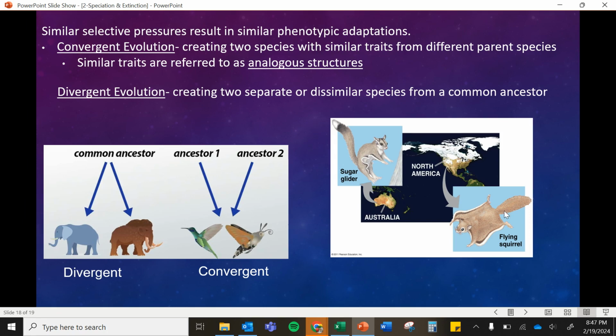So even though they have very similar characteristics, we're not thinking that it's because of a common ancestor here. So sometimes we can have speciation occur not in this divergent evolution example. So that webbing is an example of an analogous structure. They're very similar in function, but not from a common ancestor.